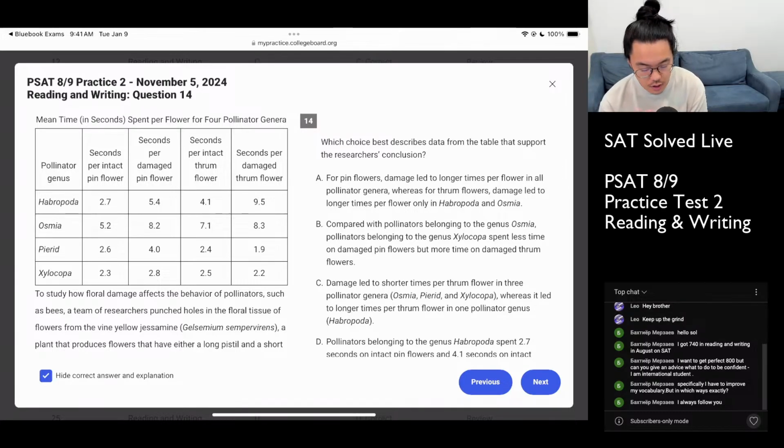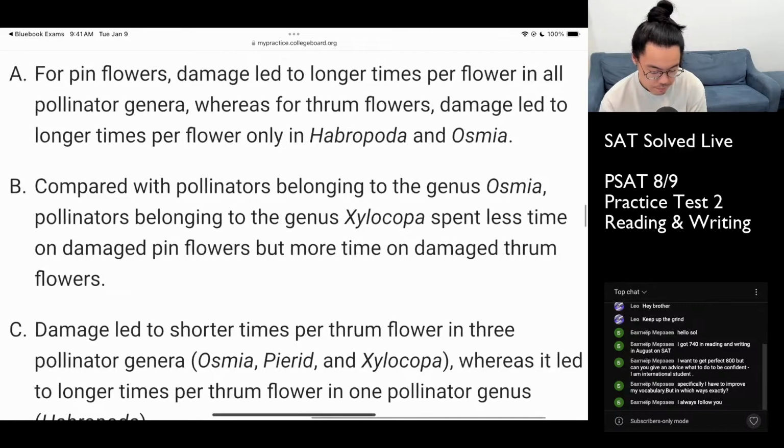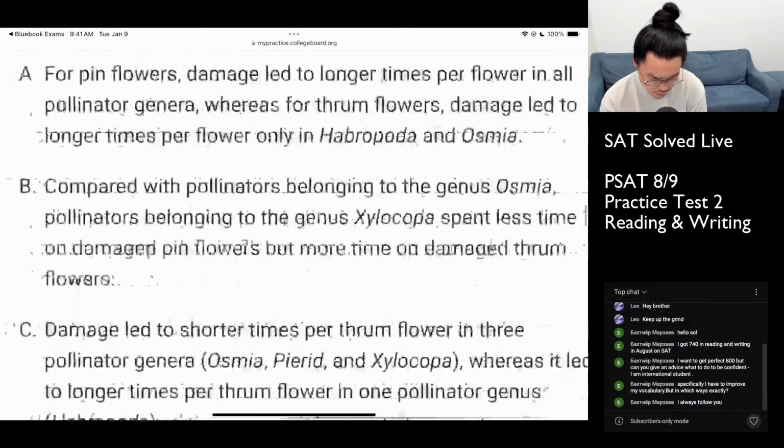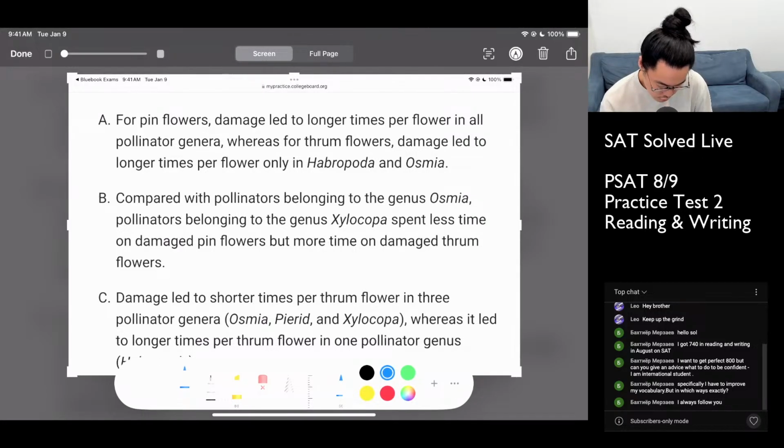And then the second issue is that once I do have a match for B, I should make sure that I'm reading. Here, I'll do a screenshot. I should make sure that I'm reading all parts of B. And then look at this, and I should zoom out. I can't zoom out right now. I should zoom out and double check that they spend less time on damaged pin flowers, which is false, I think. Oh, yeah. Well, this is just the wrong comparison, right?